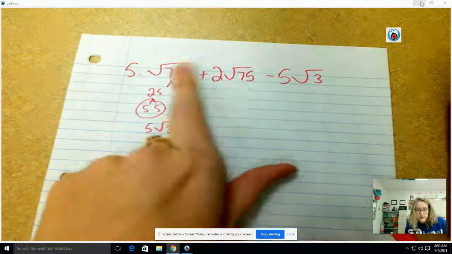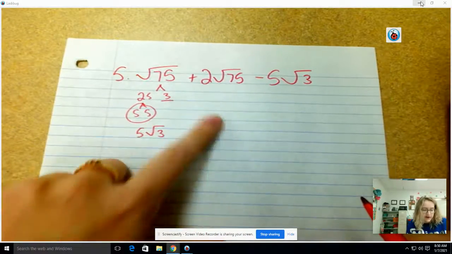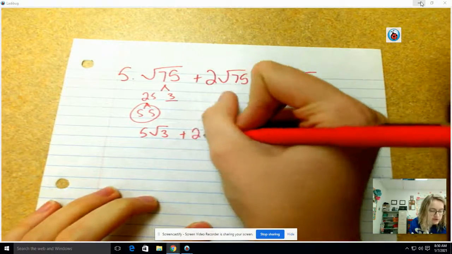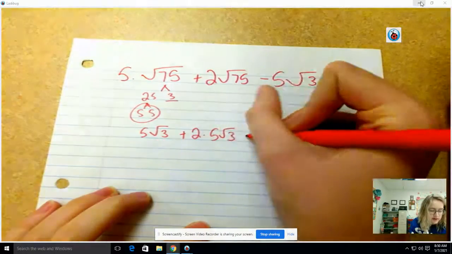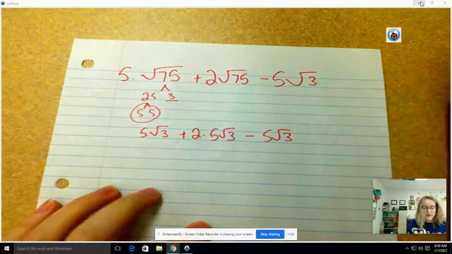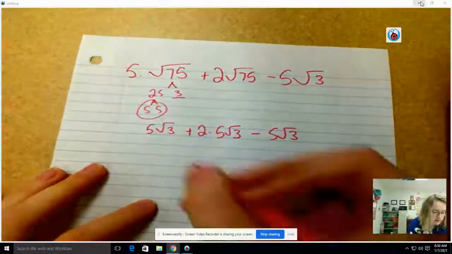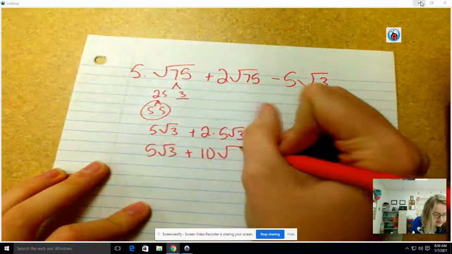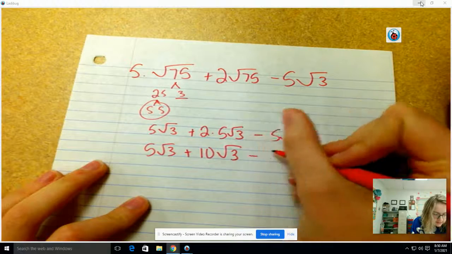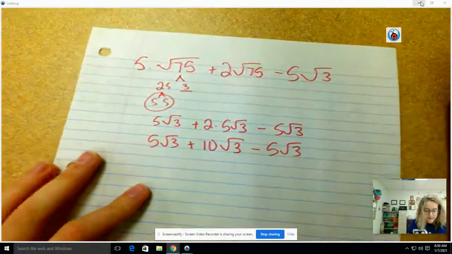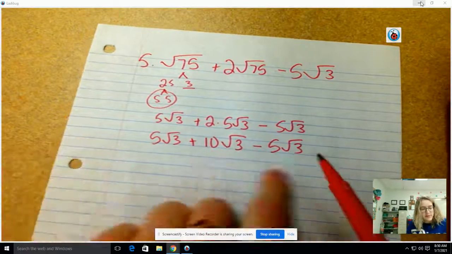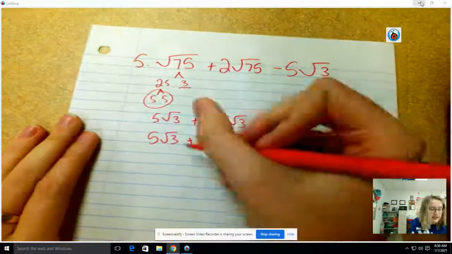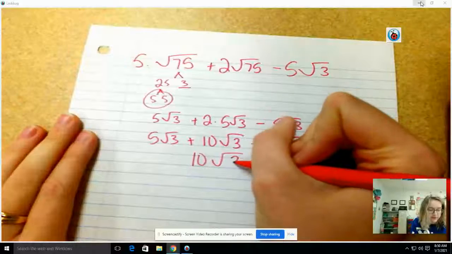The good thing about this one is these are the same, so this is also going to be 5 radical 3, but we can't forget about this 2 out here. That's going to be 2 times 5 radical 3 minus 5 radical 3. So that's going to give me 5 radical 3 plus 10 radical 3 minus 5 radical 3. So 5 plus, so now I'm able to add, same index, same radicand. 5 plus 10 is 15, minus 5 is 10. That's going to give me 10 radical 3.